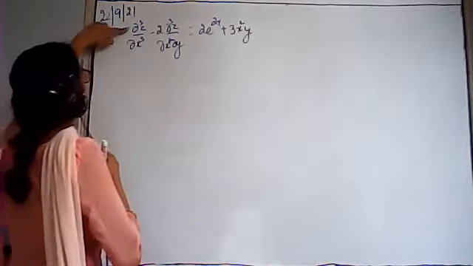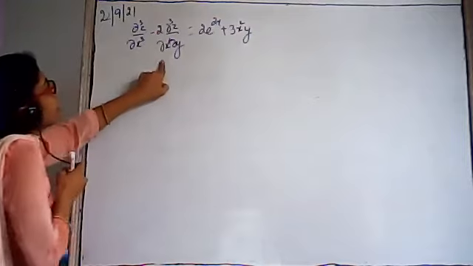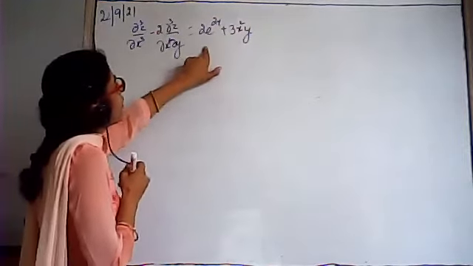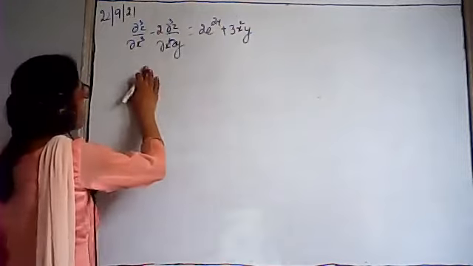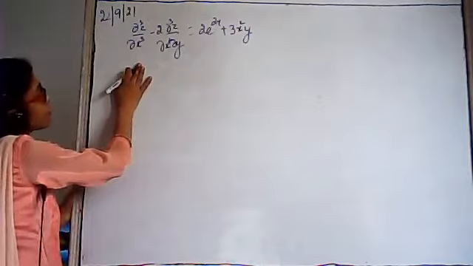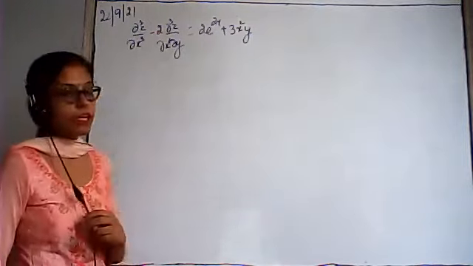Next question is: solve ∂³z/∂x³ minus 2 times ∂³z/∂x²∂y equals 2 e to the power 2x plus 3x square y. So again we have the right hand side not equal to 0. In this case we have two solutions of this question. One is the complementary function and the second is the particular integral.